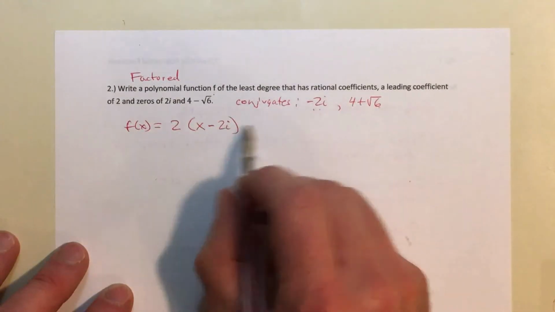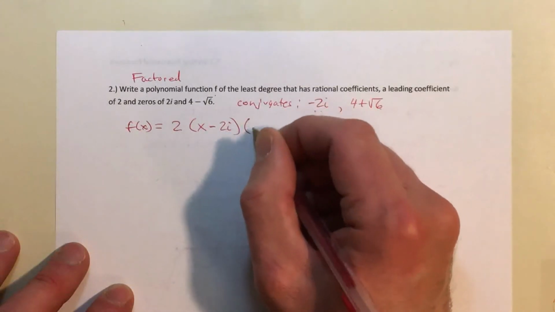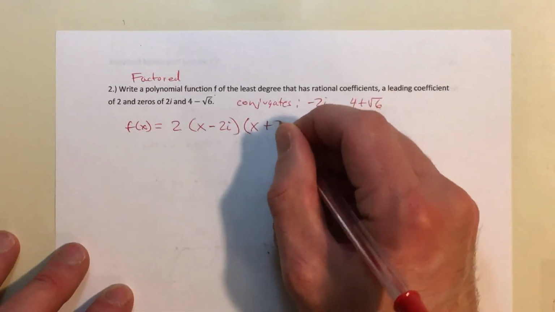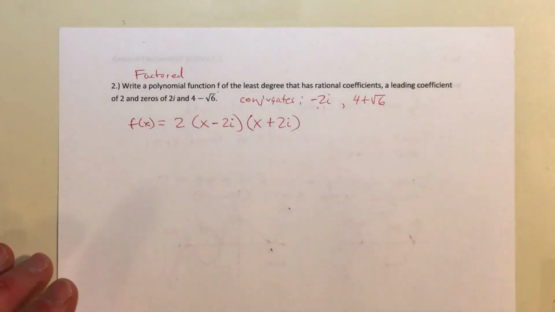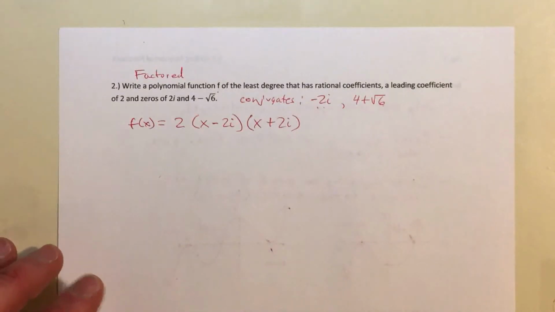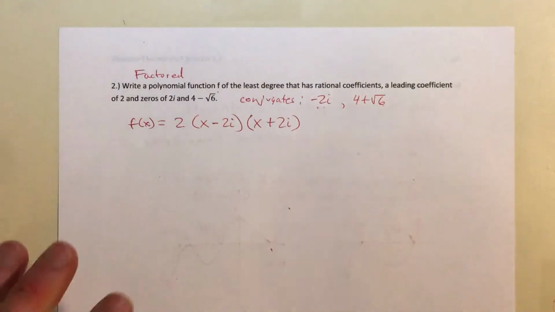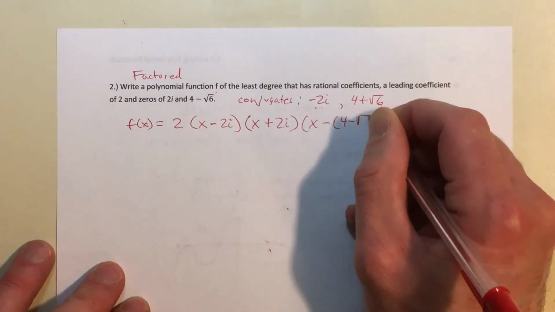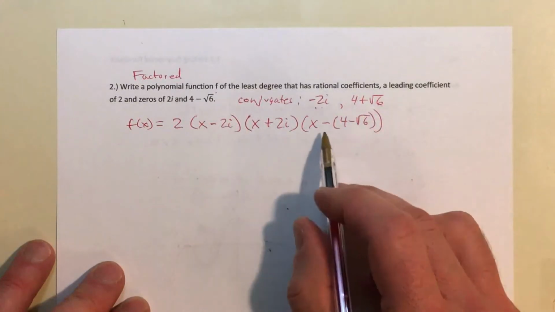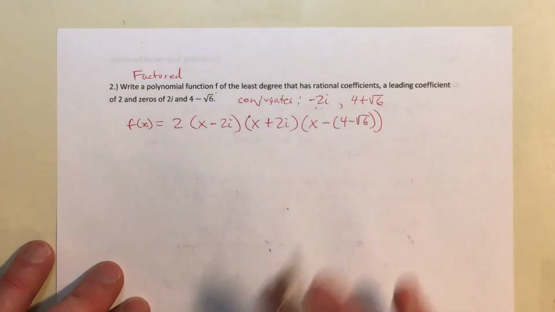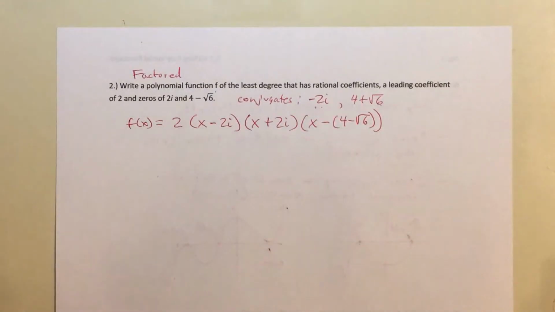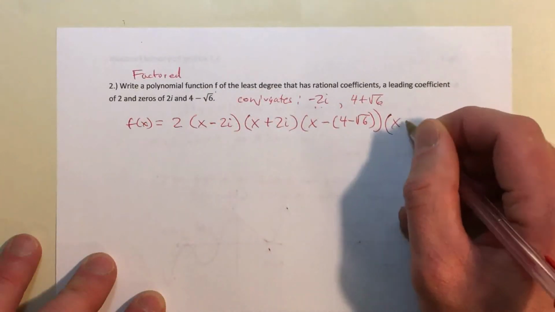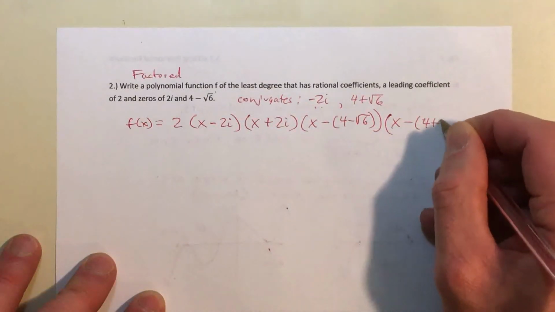Go ahead and get the conjugate. It's nice to have them side by side. It'll be x minus negative 2i. If you want to, you can go ahead and write plus 2i if you want to think ahead a little bit. For some people, that's dangerous. Okay, so just be careful of that. x minus parentheses 4 minus square root 6. Again, some people can go ahead and distribute that right away, and you can do that, but again, it can be a little bit dangerous for some people. And then we got x minus parentheses 4 plus square root 6.